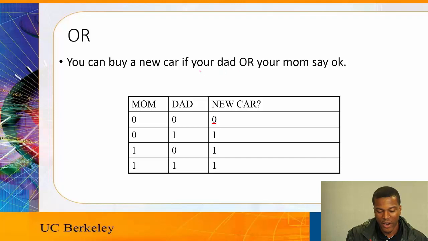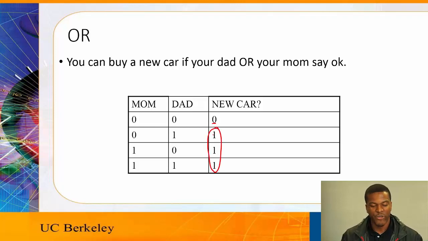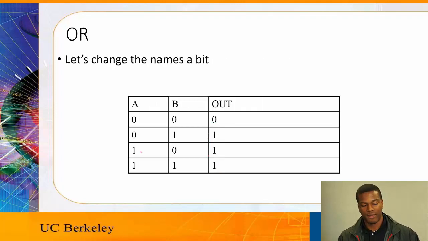But given that only your mom or your dad have to say okay, all we need is one yes or one high to get a high on the output. So you can see that for each of the other potential combinations, we get a 1 because there's at least one 1 in the input column. So again, that was just to build your intuition.